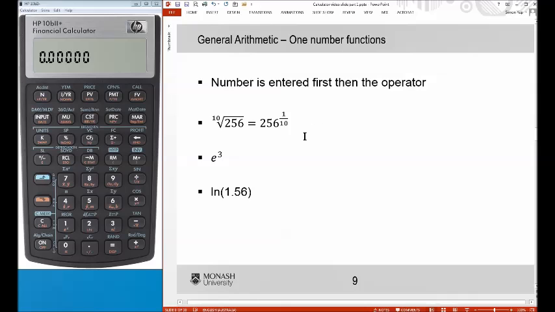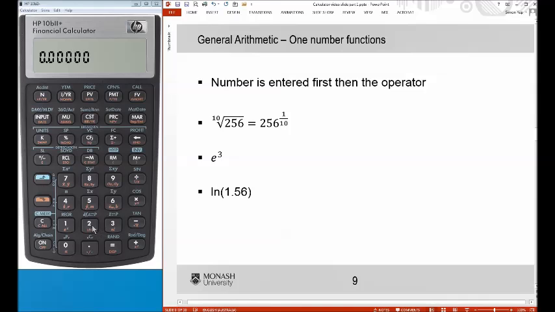So for the first example, what is the 10th root of 256? This is equivalent to 256 to the power of 1/10. In this example, we are going to use two different operators: y to the power of x, that is to cover 256 to the power of 1/10, and then the second operator is the inverse function, that is to cover 1 over 10.